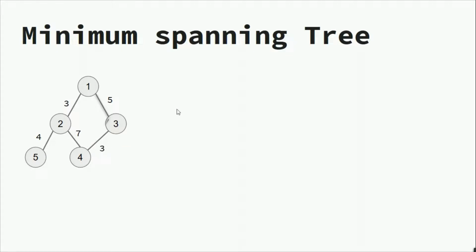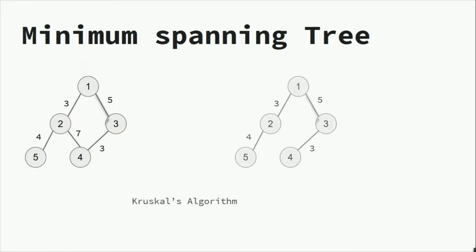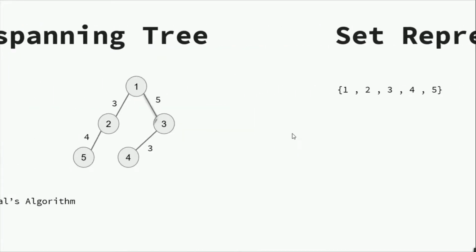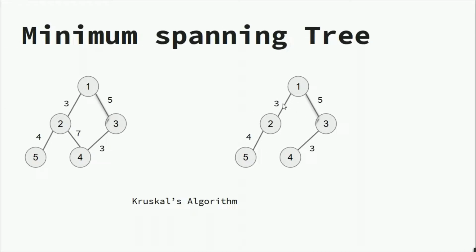So disjoint sets can be used to find the minimum spanning tree. The minimum spanning tree of this graph is going to look something like this. As we can see here, there are 5 nodes, and as we all know, in a tree, if there are n nodes, there are n-1 edges. So here we can see that there are 5 nodes and only 4 edges, and the sum of the weights on the edges is minimum in this tree.